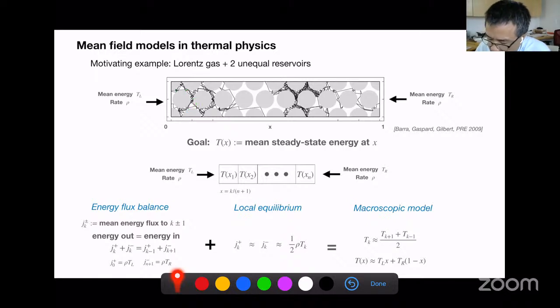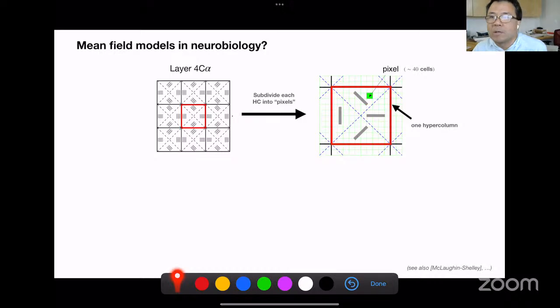Okay, and so for neuroscience, what we want to do is to see how far we can push these ideas. This is a picture that Lai-Sang showed earlier. Each square here is a hypercolumn, and these are the orientation domains. And so the very natural thing to do is to try to find a scale at which to subdivide your cortex into small little blocks, so that each block is more or less homogeneous and might have a chance of going to some kind of local equilibrium.